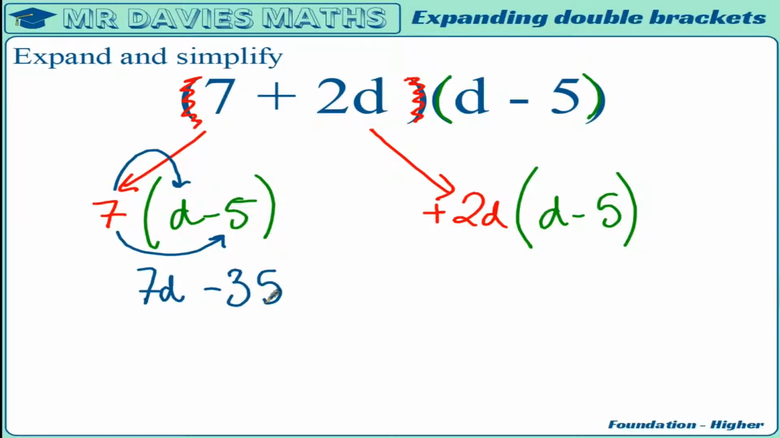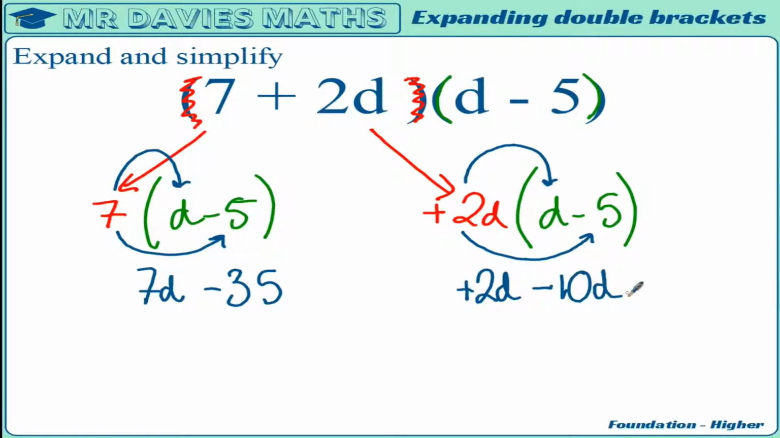Okay, second part, positive 2d times by d would be plus 2d, and plus 2d times by negative 5 is actually negative 10d. Right, I've missed one thing out. Remember, d times by d should be a d squared. There it is. Okay. So final answer is, again, I could start here, but I'm looking for the highest power.